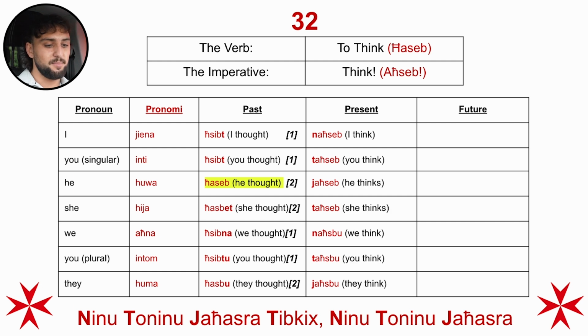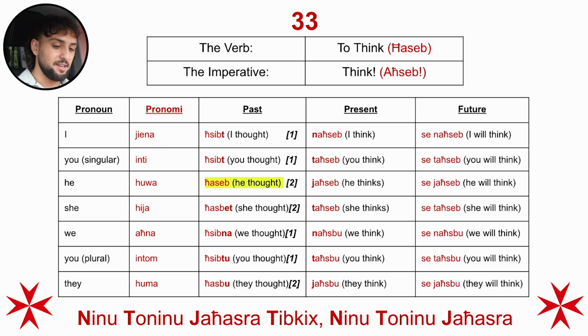Okay, great. Let me now just read these for you really quickly. We have nachseb, which is I think. Tachseb, you think. Yachseb, he thinks. Tachseb, she thinks. Nachsbu, we think. Tachsbu, you think plural. And yachsbu, they think. And now to fill in the future tense column, we just add the word se in front of each conjugation like this. So there we go.